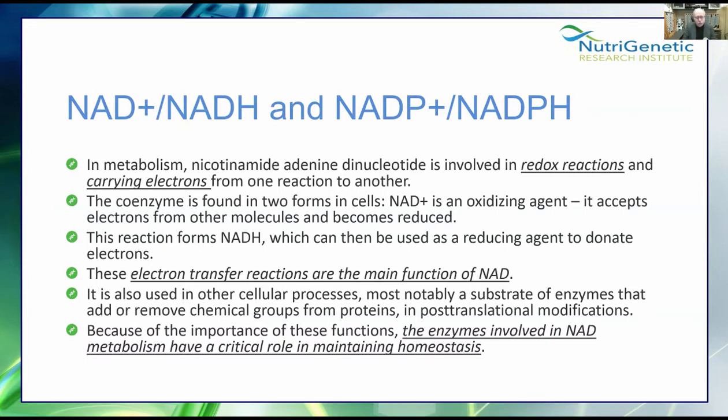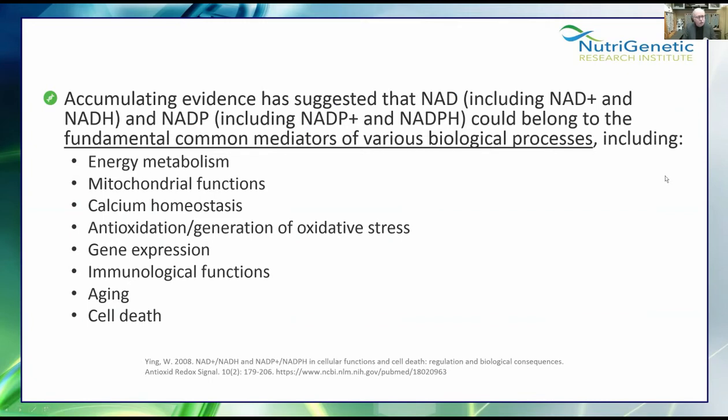And of course, I'm sure you're hearing lots of discussion from the folks from Harvard talking about the benefits of NAD and how it's involved in longevity. It's also used in other cellular processes, mostly notably as substrate of enzymes that add or remove chemical groups from proteins. And then because of the importance of these functions, the enzymes involved in NAD metabolism have a critical role in maintaining homeostasis. Now let's look at some of the things that it does.